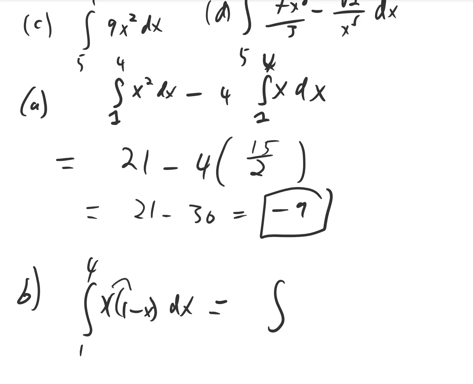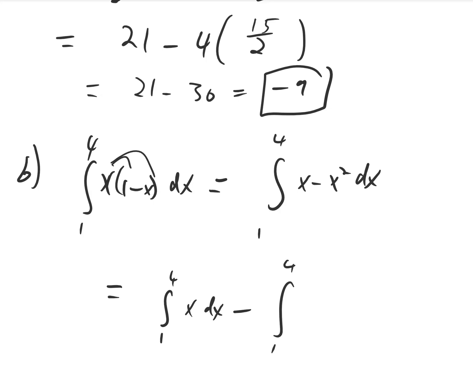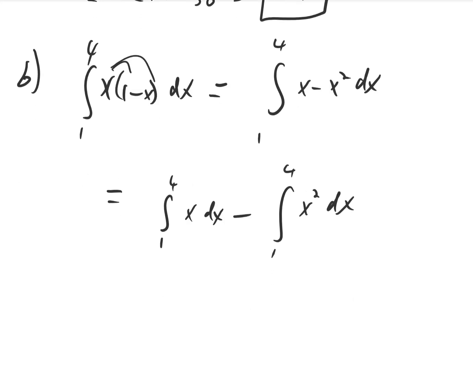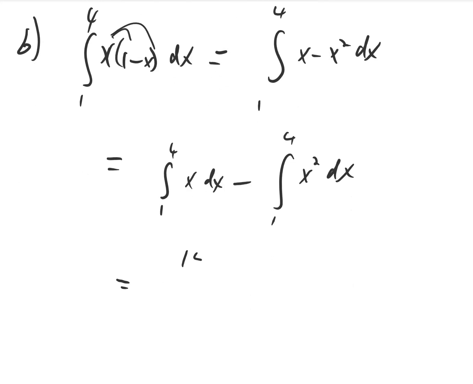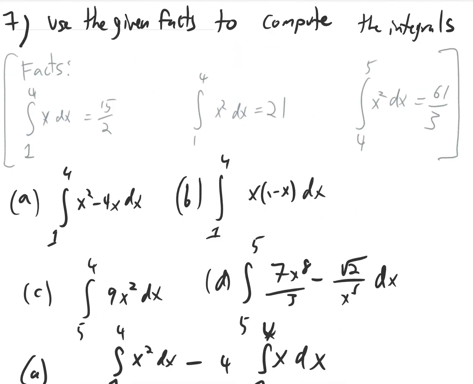So if we distribute the x into the parentheses, this becomes the integral from 1 to 4 of x minus x squared dx, which splits up further into the integral from 1 to 4 of x dx minus the integral from 1 to 4 of x squared dx. Now we've been given both of these quantities. This quantity is 15 over 2, and this quantity is 21.